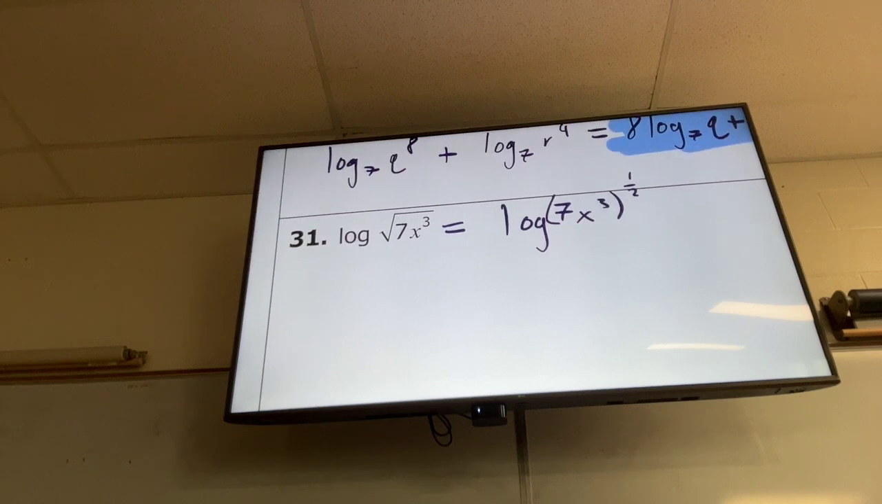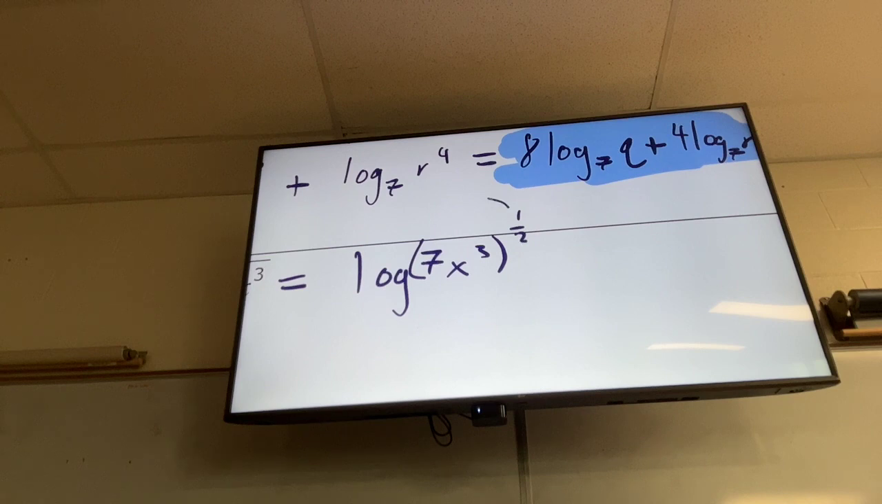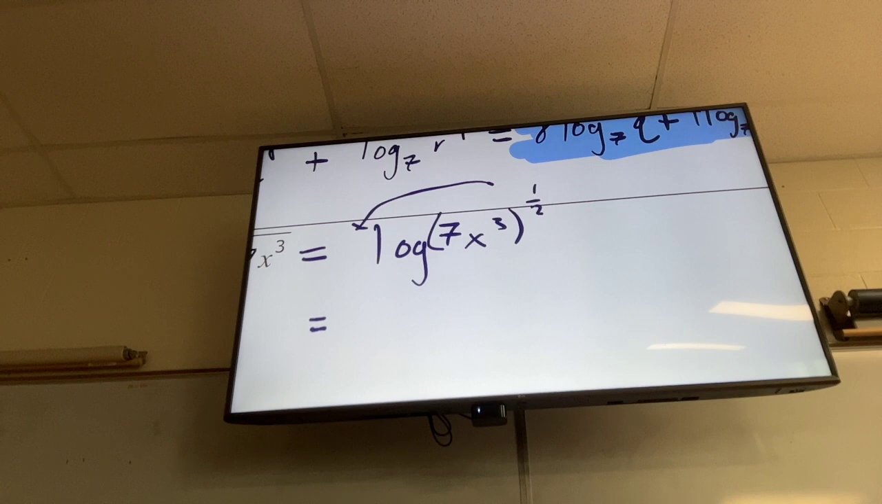Okay, what do I do then with this 1/2? Yeah, I can move it to the front. So there's actually two directions. We can move it to the front or we can distribute. We can do either one first. Let's move it to the front because I don't want to do 7 to the 1/2. We have to remember one little algebra. Okay. So I move the 1/2 to the front.